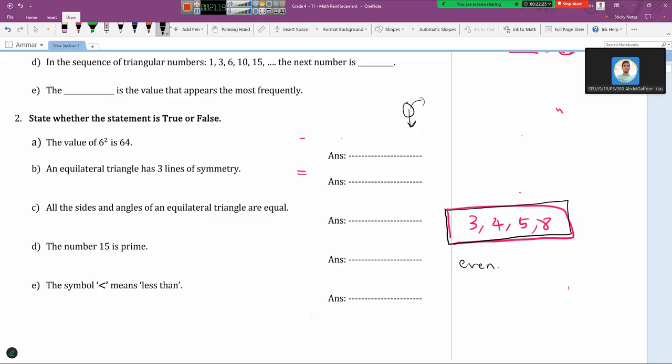But here 4 and 5 occur in the middle. Now we have to take the average of 4 and 5. That will be the median of these numbers, right? So 4 plus 5 divided by 2 is 4.5, right?